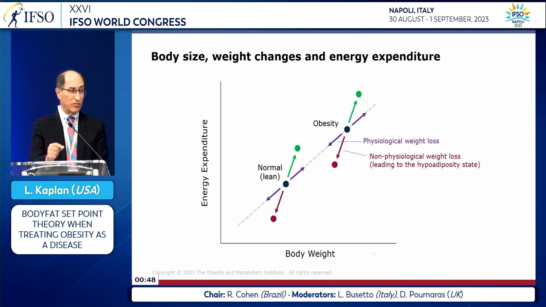So physiological weight loss would keep you on the curve. But because this weight loss induced some kind of reactive process, it took you off of that curve that should relate you to the size of your body and made you burn fewer calories in response. And burning fewer calories means you're going to gain weight.